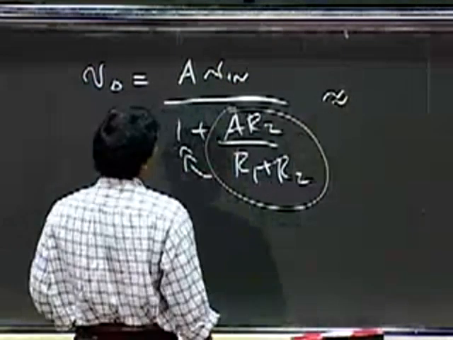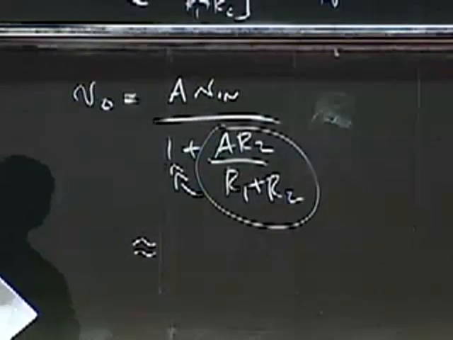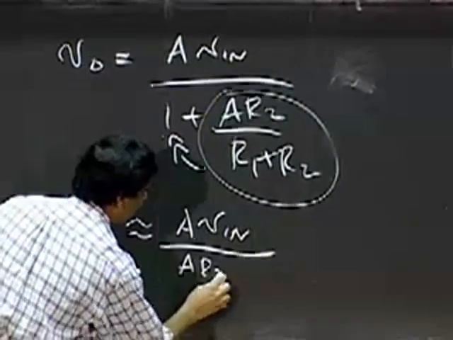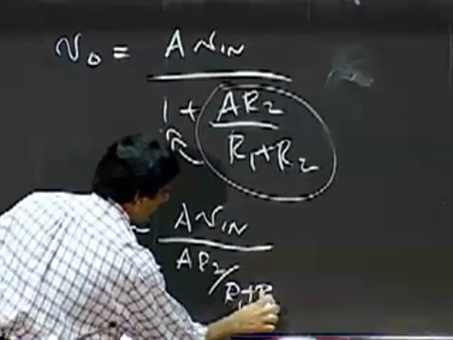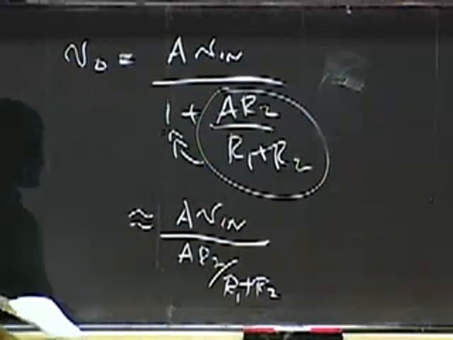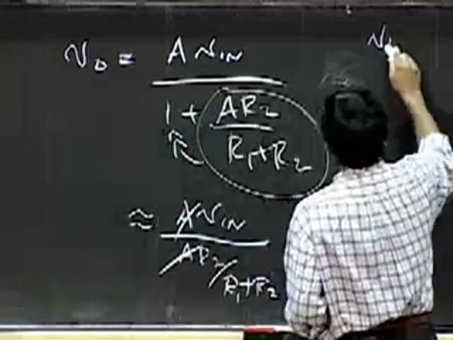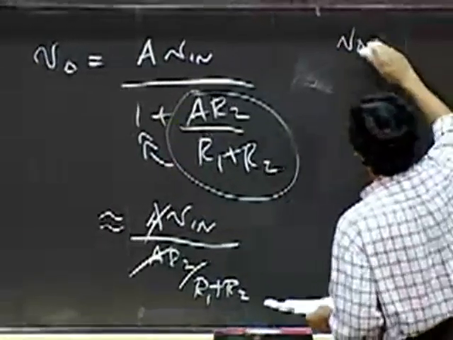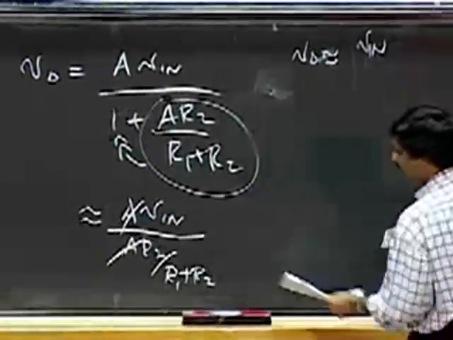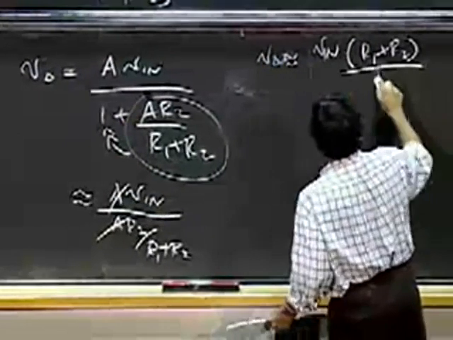If it's much greater than 1, what I can do is write this as follows. I can say that this is more or less equal to A V in divided by A R2 divided by R1 plus R2. I'm ignoring the 1 here. As soon as I do that, notice I can cancel out A, and I get V naught to be approximately equal to V in times R1 plus R2 over R2.